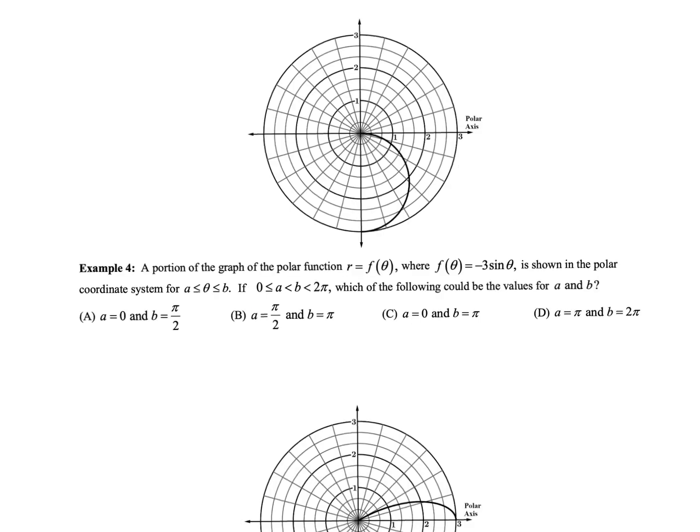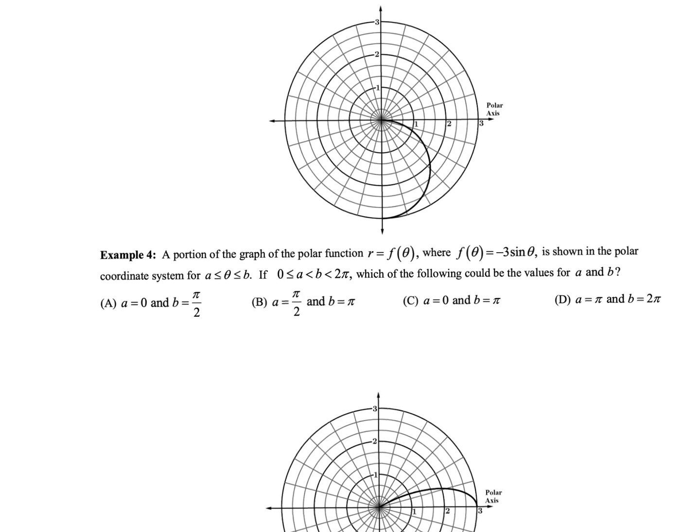Here we go. So example 4. I need a good reader up in here. Ethan, go for it. A portion of the graph of the polar function r equals f of theta, where f of theta is equal to -3 sine of theta, is shown in the polar coordinate system for a is less than or equal to theta, which is less than or equal to b. If 0 is less than or equal to a, which is less than b, which is less than 2 pi, which of the following could be values for a and b?